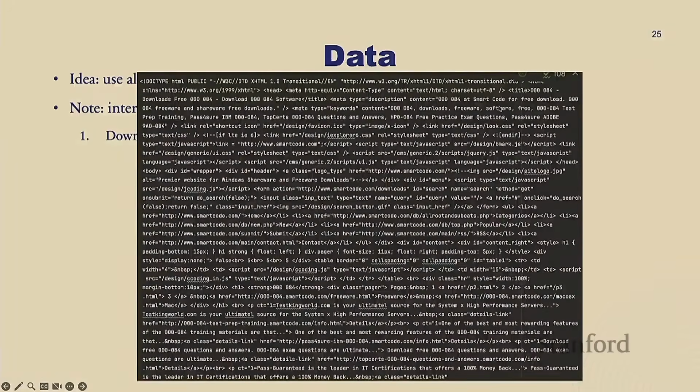Once you have this, this is a random web page, literally random from Common Crawl. What you see is that it really doesn't look like the type of things that you would usually see. This is an HTML page. It's hard to see, but if you look through, you will see some content. For example, here, Test King World is your ultimate source for the System X high performance server, and then you have 3 dots, so the sentence is not even finished. That's how random internet looks. So of course, it's not that useful if you just train a large language model to generate things like this.